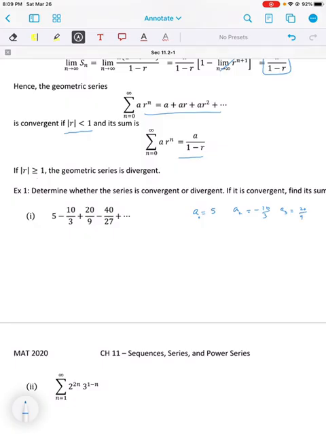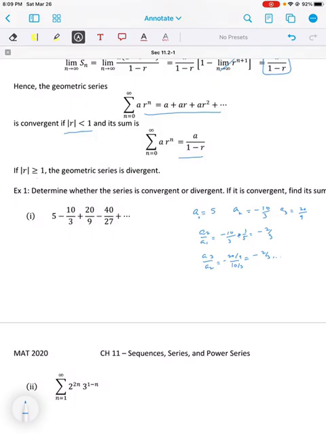So what if we take the ratio? What about a2 over a1? When I do a2 over a1, I'm getting negative 10 over 3 divided by 5, which converts to multiplied by 1 over 5, which gives me minus 2 over 3. When I do a3 over a2, 20 over 9 divided by negative 10 over 3, you can see that you get negative 2 over 3 and so on. And you notice that this is happening with every term.